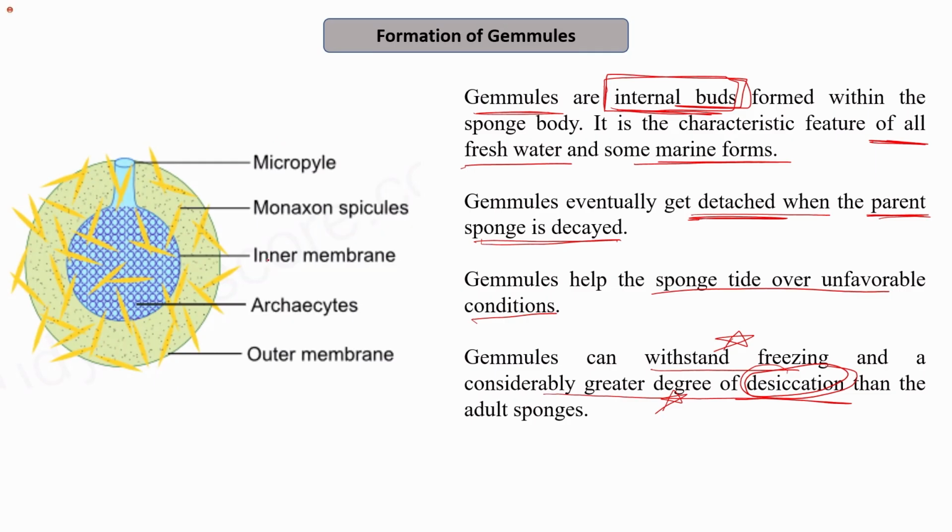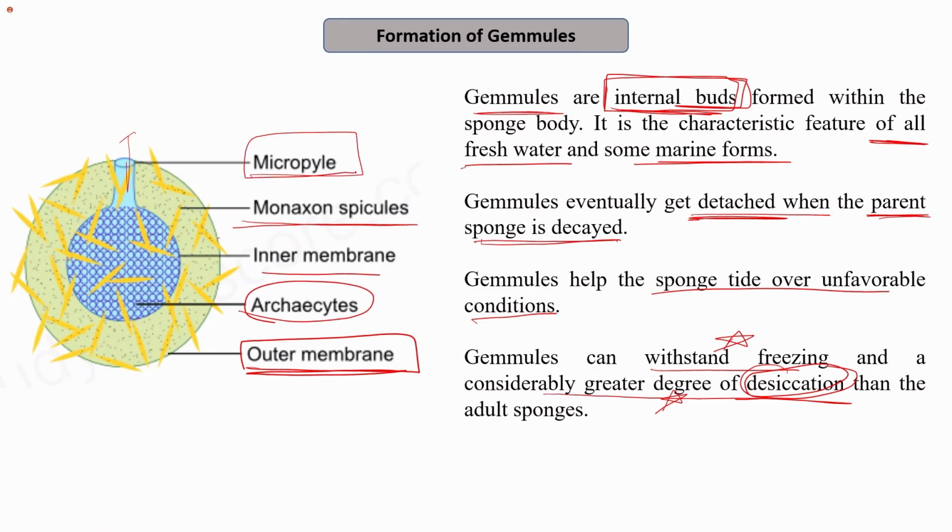So what is the structure of gemmules? Gemmules contain an outer membrane. They have archaeocytes present. They have an inner membrane. This is the outer membrane, and this is the inner membrane. They have archaeocytes and they have monaxon spicules. And the opening or cavity is known as the micropyle. So instead of an osculum, they have a micropyle.